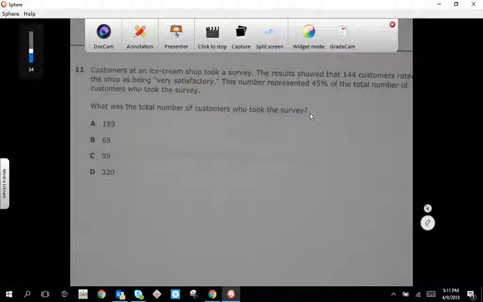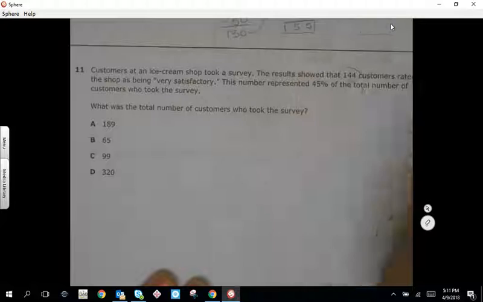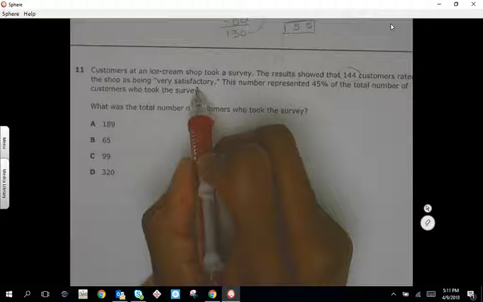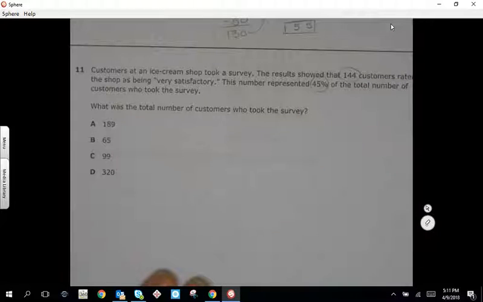Alright, so here we are, 11 through 15. Customers at an ice cream shop took a survey. The results showed that 144 customers rated the shop as being very satisfactory. This number represents 45% of the total number of customers who took the survey.